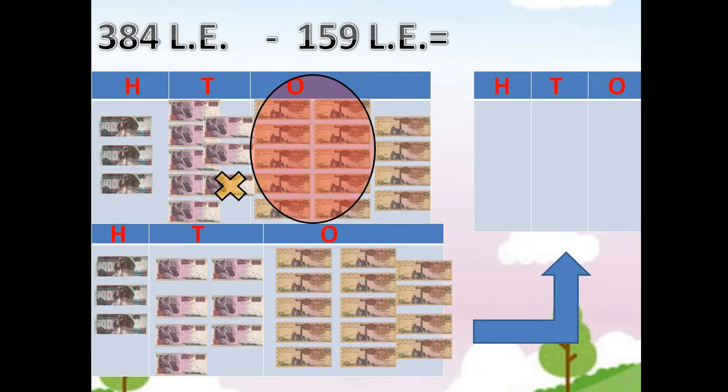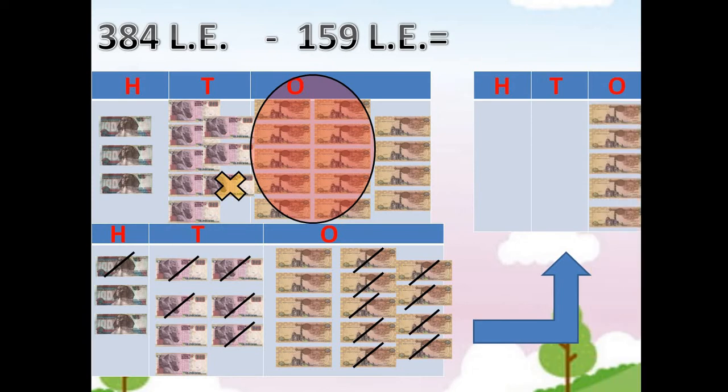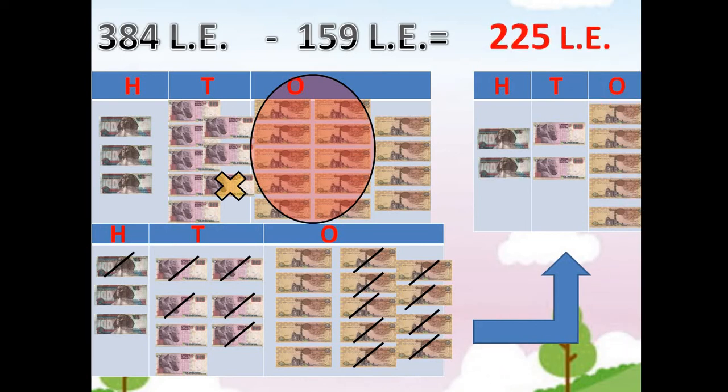Now I can make my subtraction. How? I have to cancel 9 from the ones here. So I will cancel 9 from the ones. And from the tens, I want to cancel 5 tens. And in hundreds, I will cancel just 100. So the rest with me in the ones will be 5 in the ones, and in tens 2 tens, and in hundreds 200. So 384 minus 159 equals 225 LE.